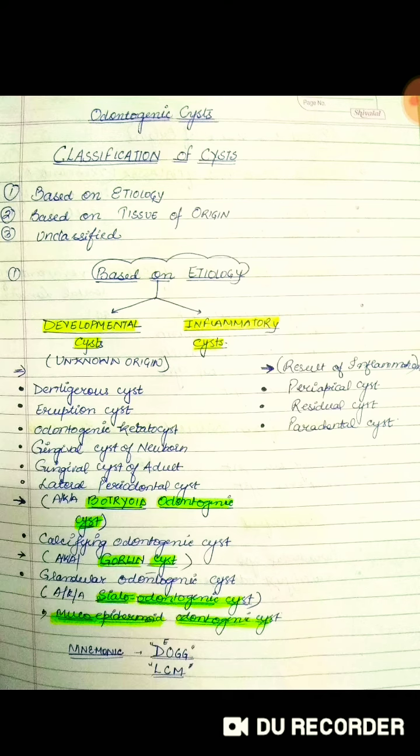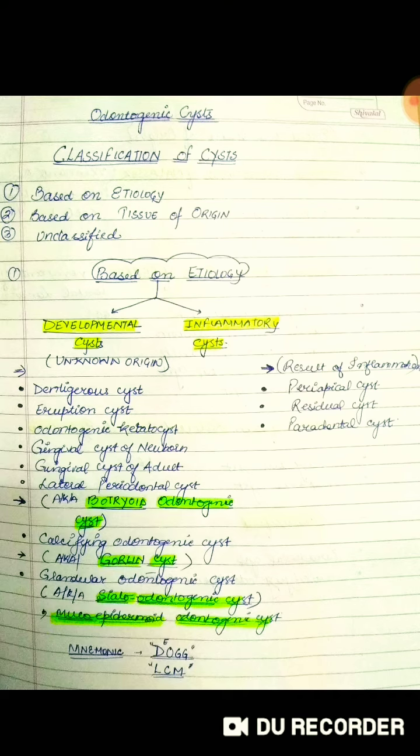The classification of the cyst is based on the etiology, based on the tissue of origin, and the rest which are unclassified are also mentioned. Based on the etiology means what is the cause of the development of the cyst, basically why the cyst is developing. The two major causes: firstly the unknown cause, the developmental origin, that means it is developing without any reason, that is unknown origin.